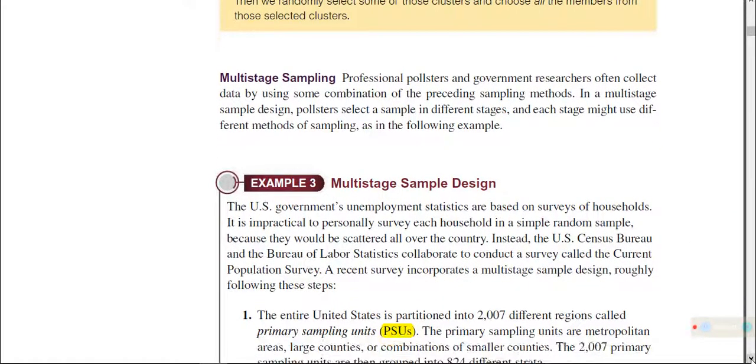Tingnan natin yung example. The U.S. government unemployment statistics are based on surveys of households. It is impractical to personally survey each household in a simple random sample because they would be scattered all over the country. Instead, the U.S. Census Bureau and the Bureau of Labor Statistics collaborate to conduct a survey called the Current Population Survey. A recent survey incorporates a multi-stage sample design, roughly following these steps.